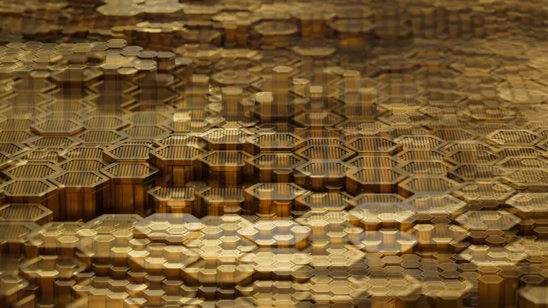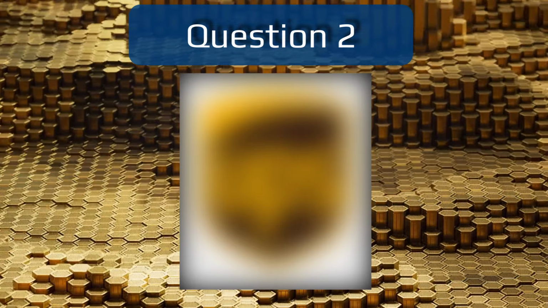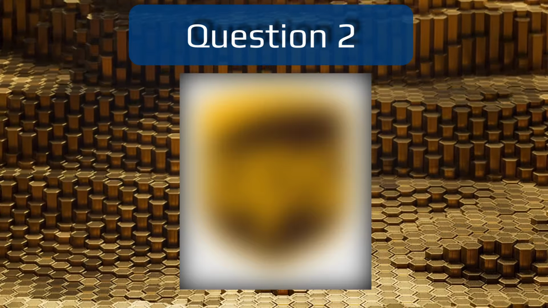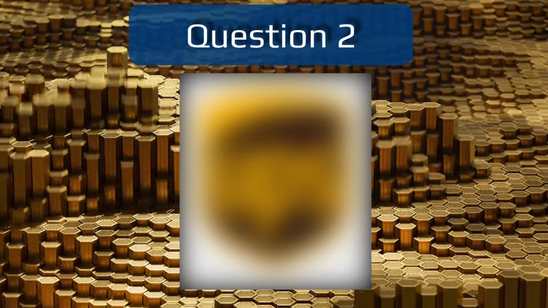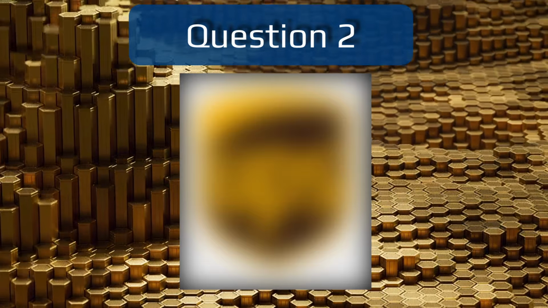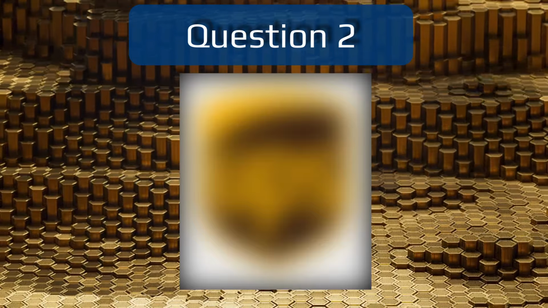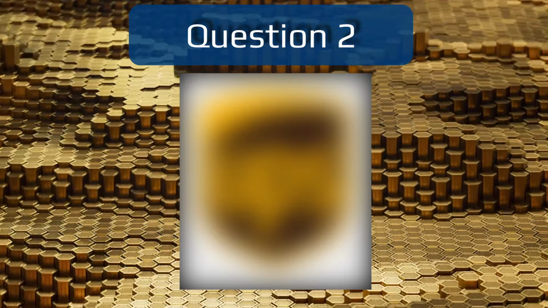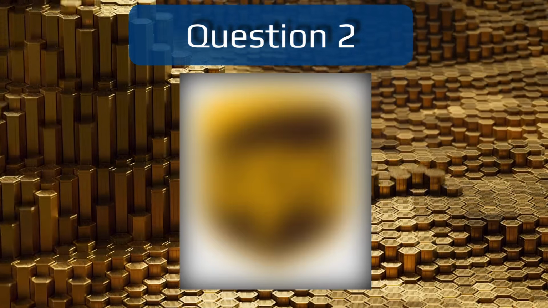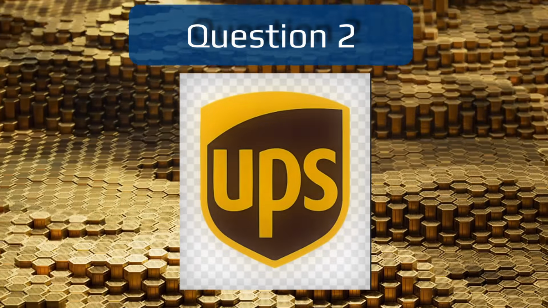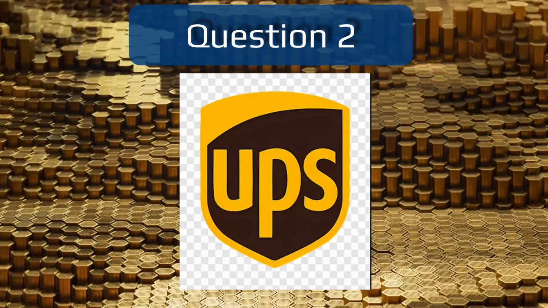Here's the second one, and this one is for all my American friends out there. Even though I know the company is worldwide, this is mainly for my American friends. If I was to say, think of a delivery service which has yellow and brown contrasting colours in their logo, who would you be thinking of? If you said UPS, you would be 100% correct.